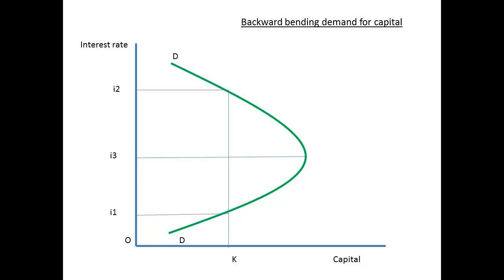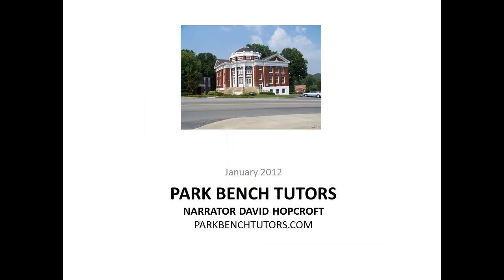There is an alternate view about capital and interest rates. There is a demand for capital as interest rates fall from I2 to I3. Beyond this, it is believed that there is a degree of re-switching, particularly in countries where labour is cheap and abundant. This ends our podcast on factors of production, brought to you by Parkbench Tutors and narrated by David Hopcroft.